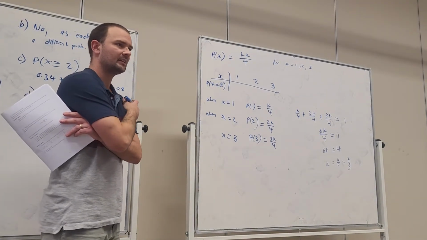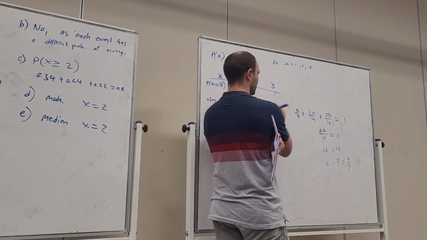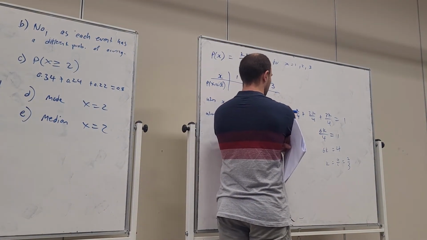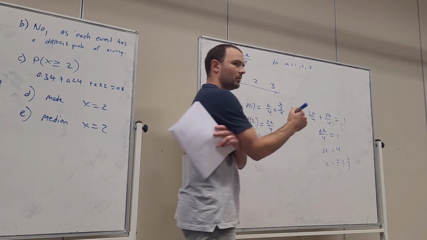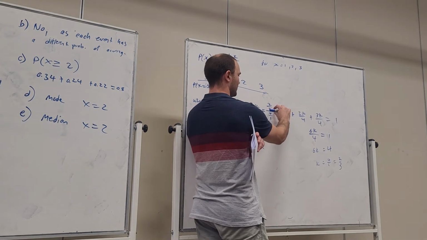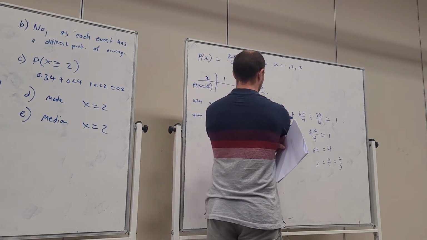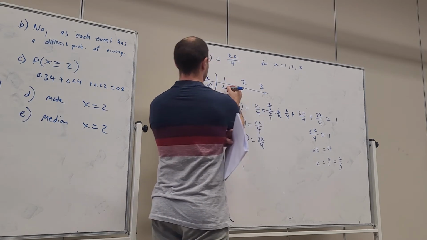So if k is 2 on 3, then the probability is going to be 2 on 3 on 4 on 1. We can do our AD and BC. We're going to have 2 on 12 or 1 on 6.